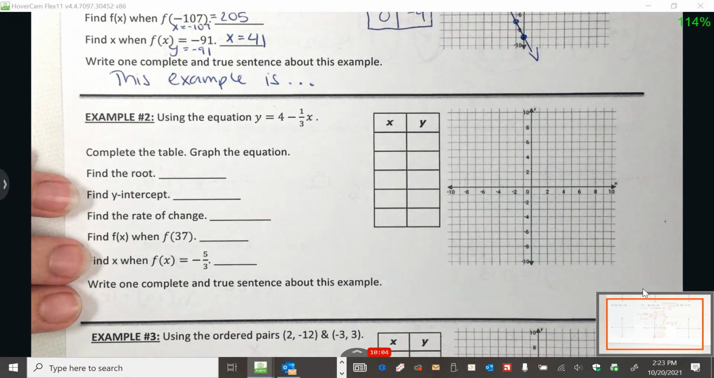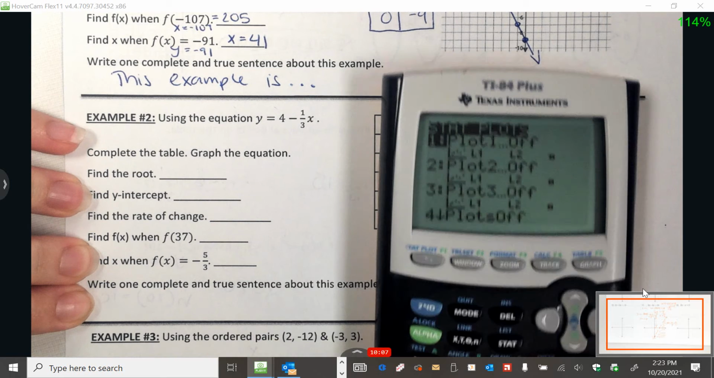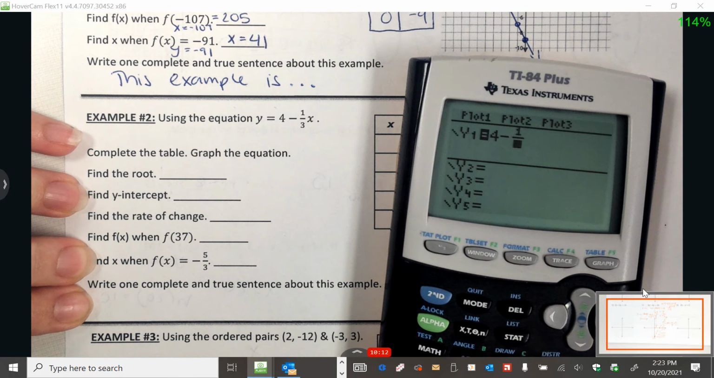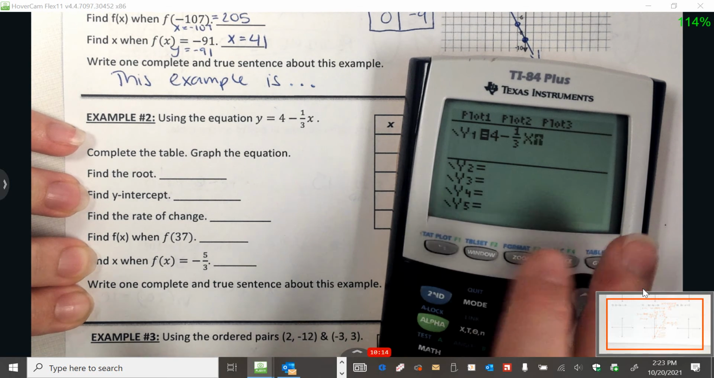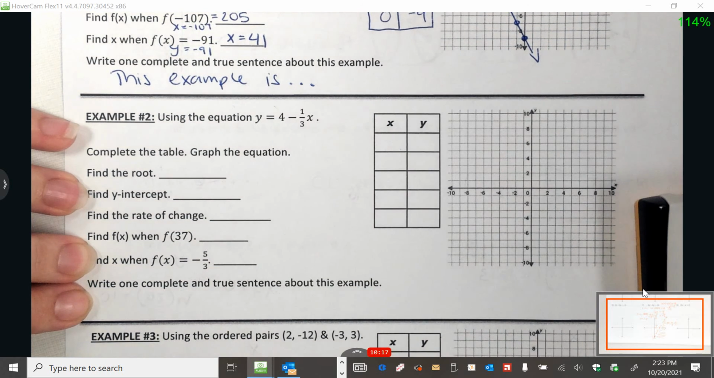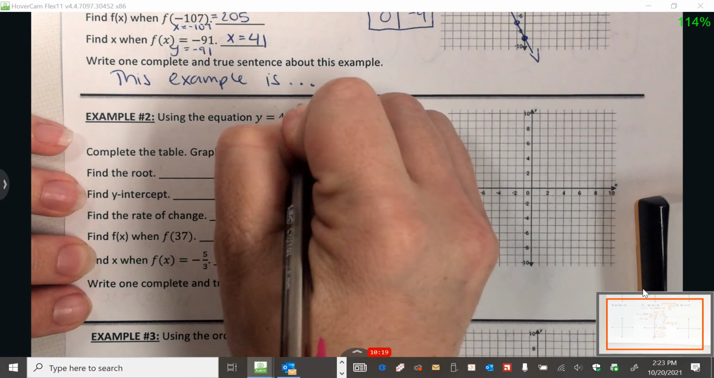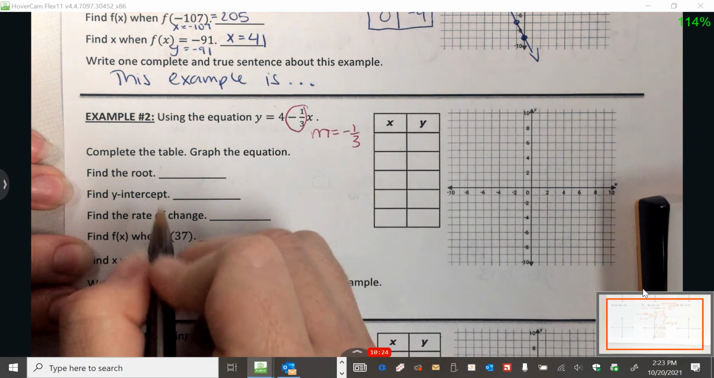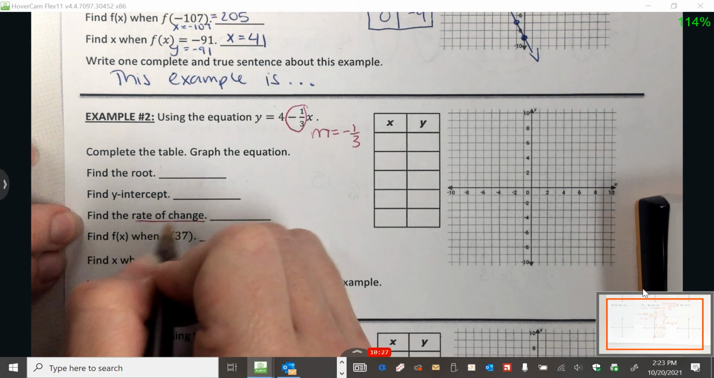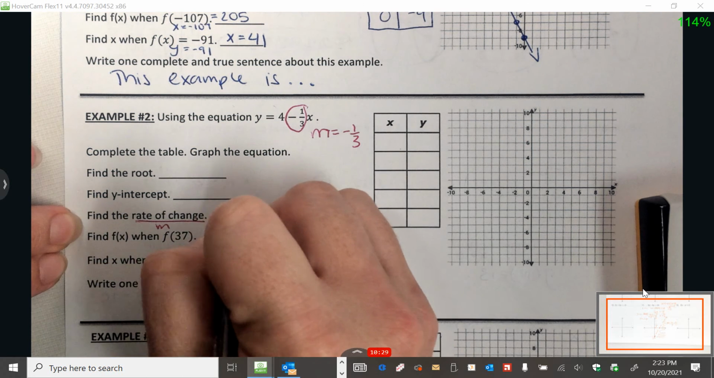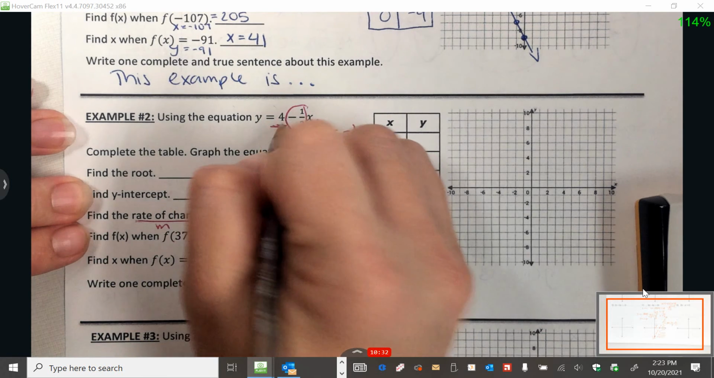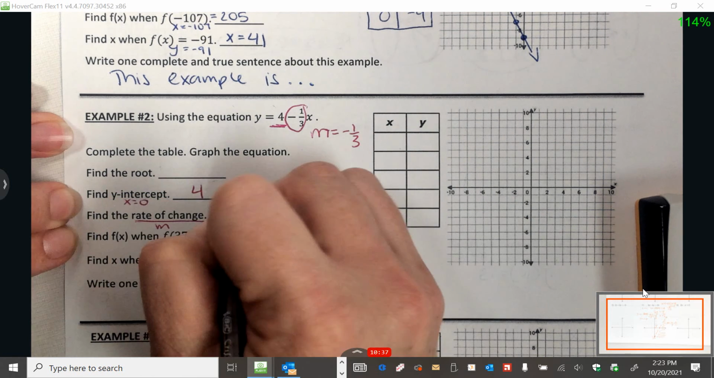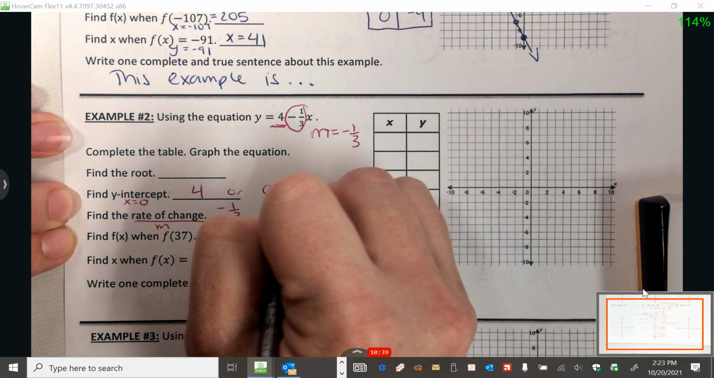Let's look at example number 2. Get my calculator back. 4 minus 1/3 x. So this is in a different order, which is totally fine. I want you to realize I know my slope is in front of x. So my slope, rate of change is another word for slope, is negative 1/3. I also know my y-intercept is the number without x. So my y-intercept is 4. Remember, this is where x equals 0, so it can also be written 0, 4.